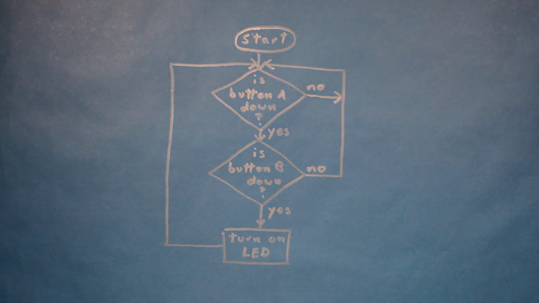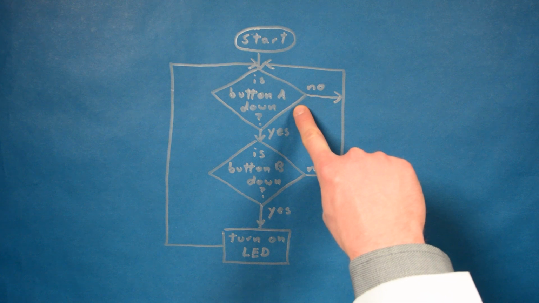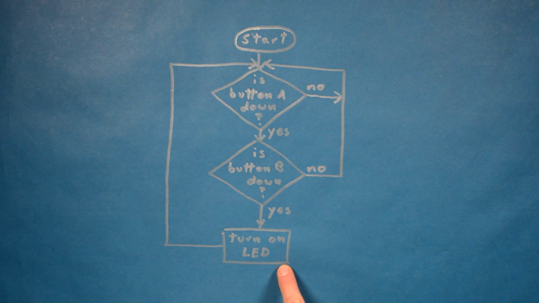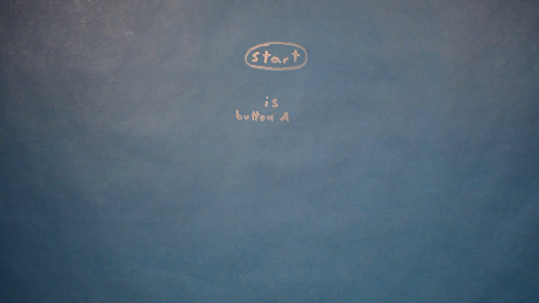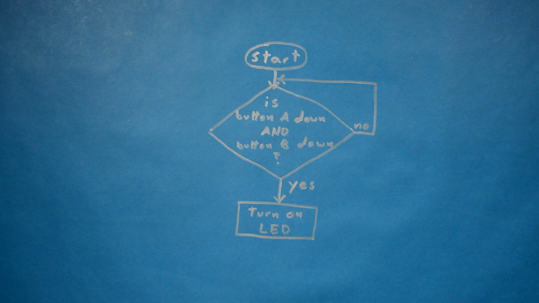For example, we check to see if button B has been pressed only if button A has been pressed. If both buttons are pressed, then we turn on the LED. But what if there was a way to check these conditions at the same time? That would save some code and look cleaner. To do that, we need to introduce Boolean logic.